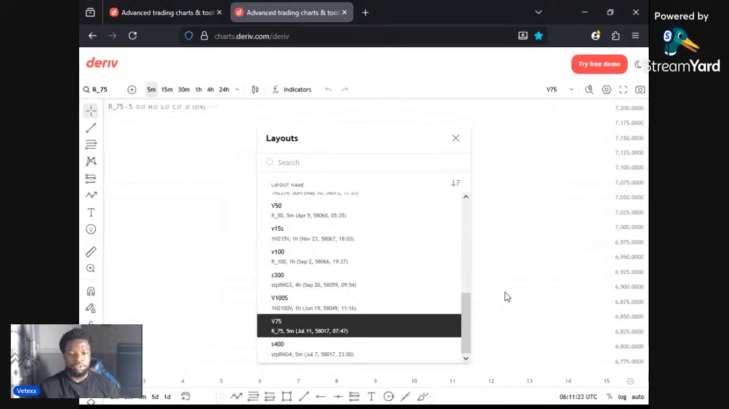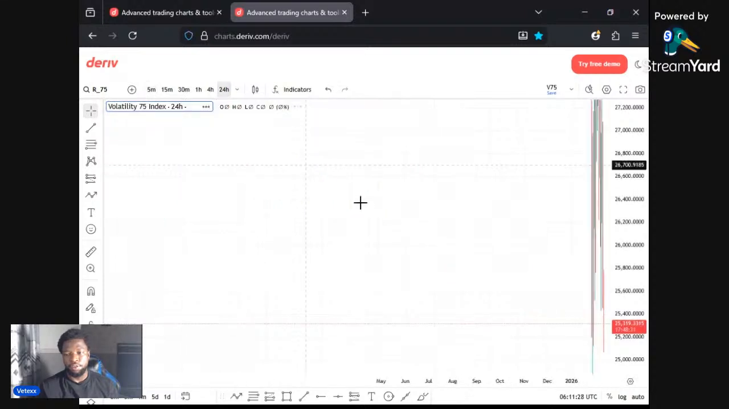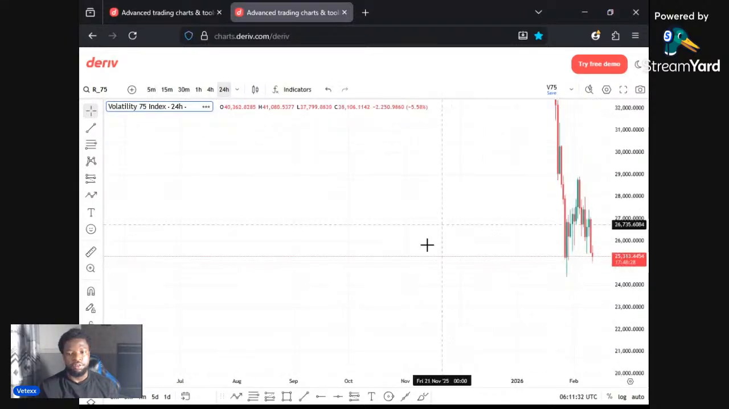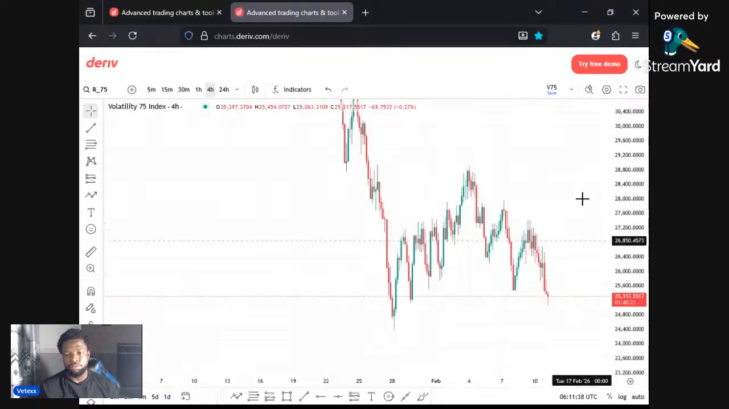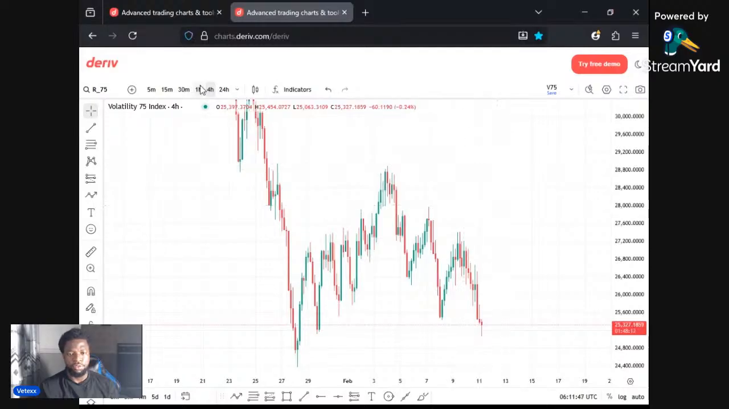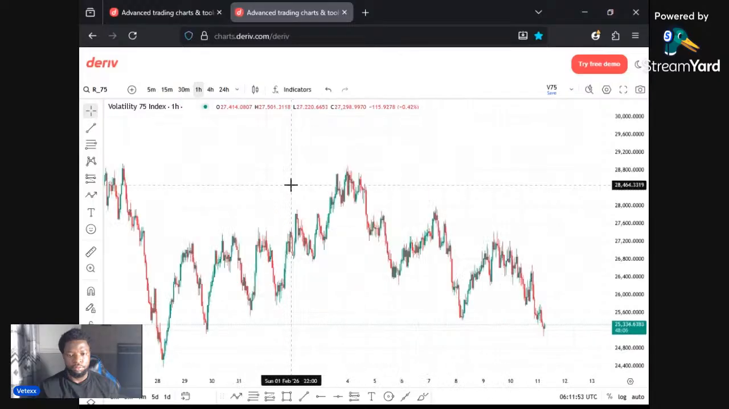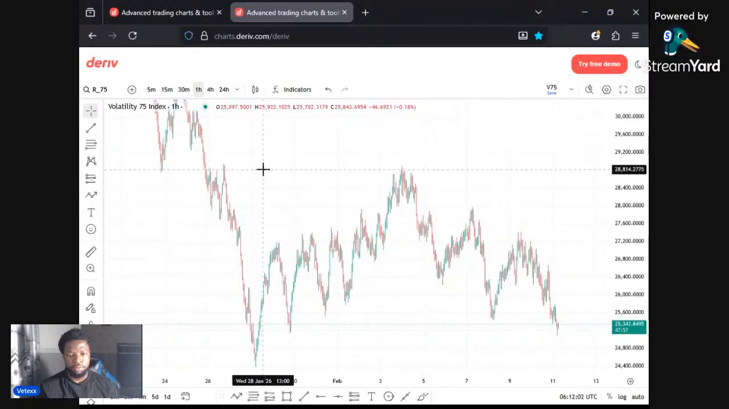V75 on the 24-hour time frame has been bullish. Sorry, it has been bearish. Alright, it has been very, very bearish. And then on the 4-hour time frame, what is it doing? It's still bearish, but now we have something to work with. Did something happen between the 12 and? I was not aware. Let me check something real quick. Okay, nothing happened.